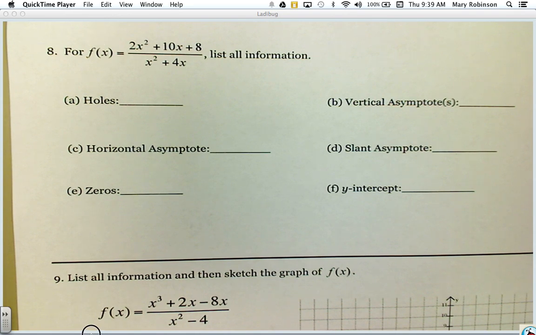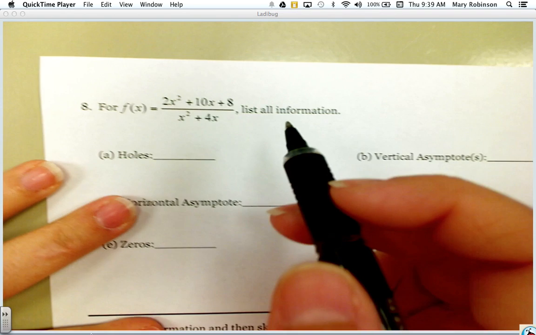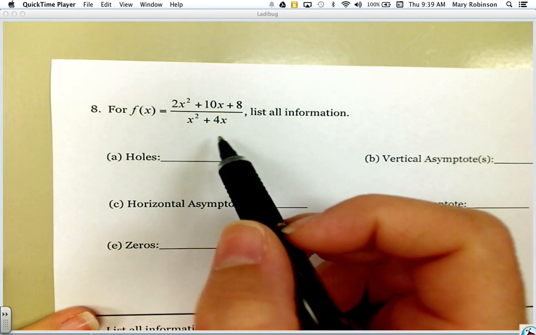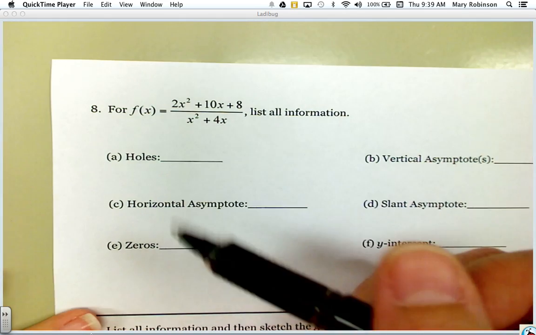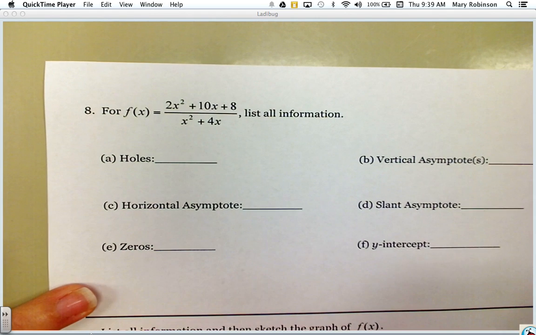Hi, this problem is to cover problems 8 and 9 on graphing rational functions on the Honors Test 3 test review. So if we take a look at number 8, we've got a rational function, and probably the very first thing we should do is recognize that we need to factor, because that's going to help us find holes and asymptotes and all the other good stuff we have to find.